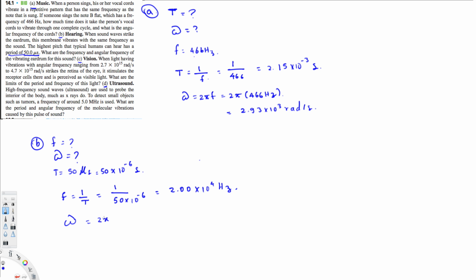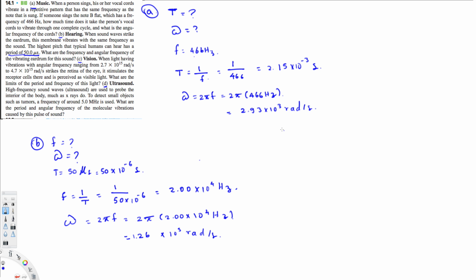Omega is going to be equal to 2πf. Since we have the frequency right here, we can simply substitute that one right here and find the omega. This is going to be 2π times 2.00 times 10 to the power of 4 Hertz. And if I find the value, that gives us 1.26 times 10 to the power of 5 radians per second.